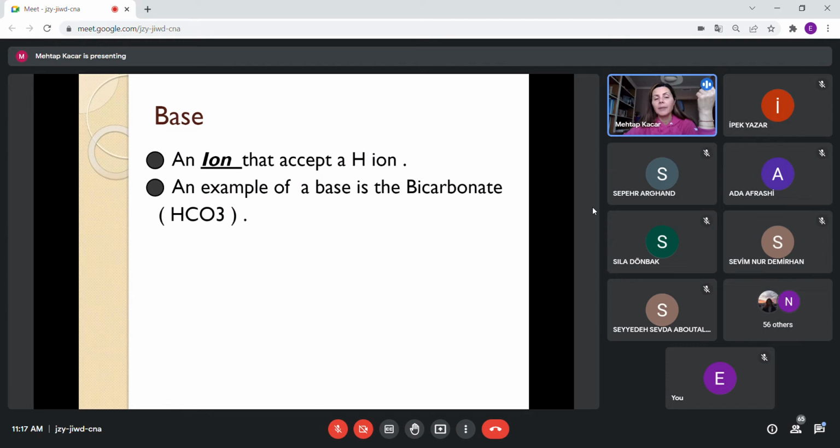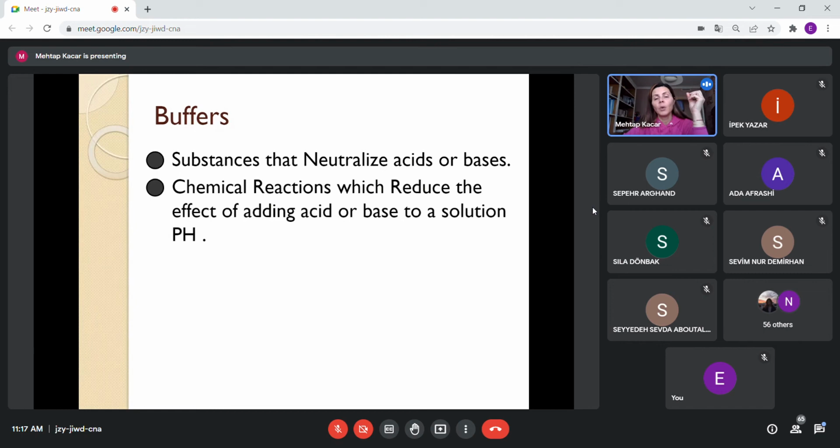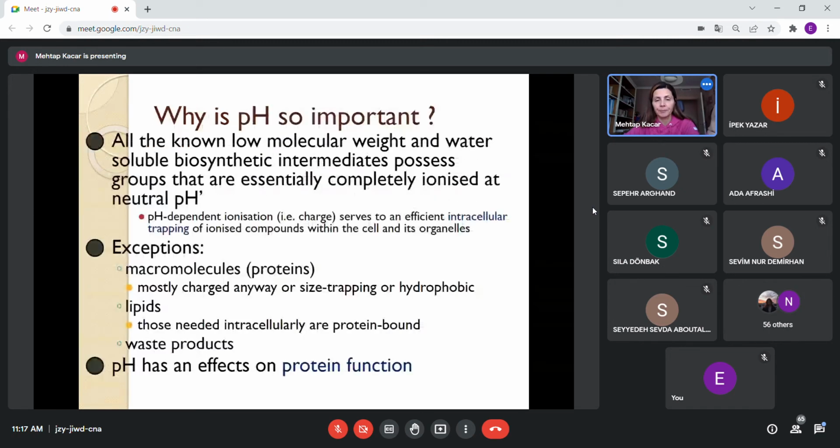What does base mean? A base is any ion that accepts a hydrogen ion. An example of a base, the main base for us, is the bicarbonate ion. What are buffers? Buffers are specialized substances that neutralize acids or bases, and chemical reactions which reduce the effect of adding acid or base to a solution of a given pH are generated by the presence of a buffer system.